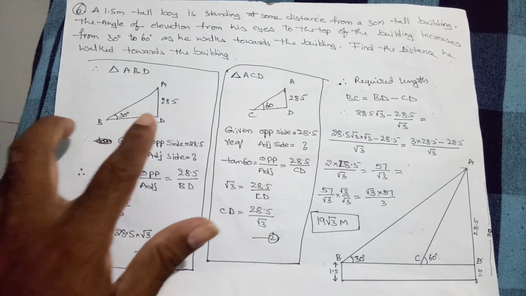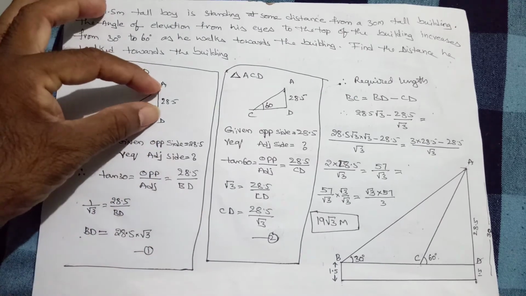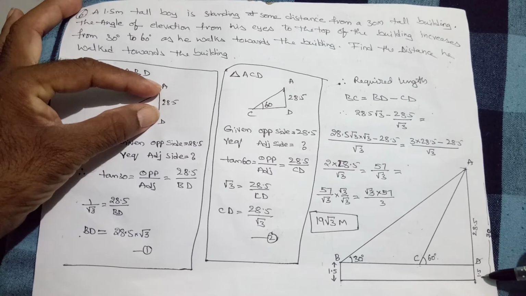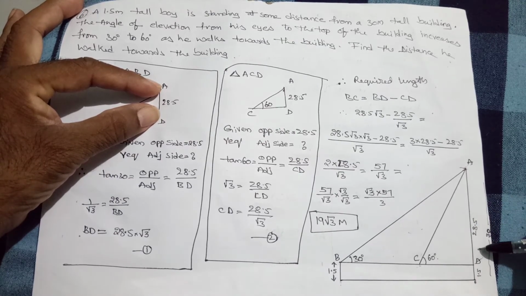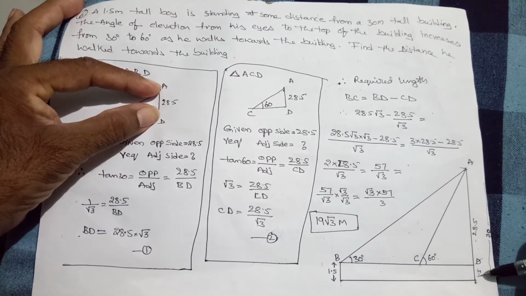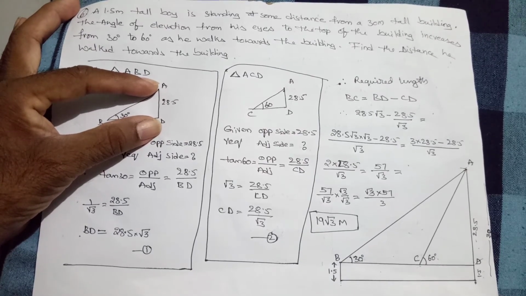Now we need BD, that is, given is the opposite side. Now actually it is 30 meters. From the 30 meters I have reduced 1.5. So from A to D is 28.5 meters left over. So from the height of the building we have to reduce the height of the boy, so that we have the other part of the building. So I am not including the 1.5 reduced.